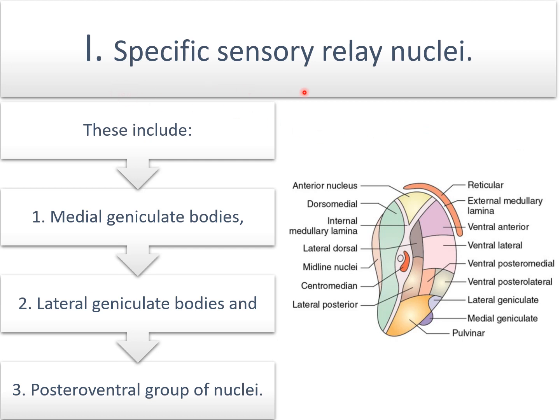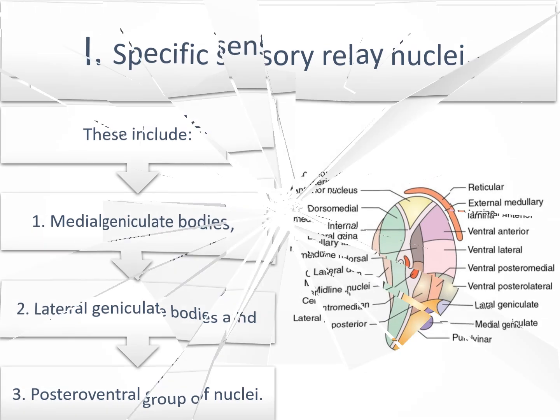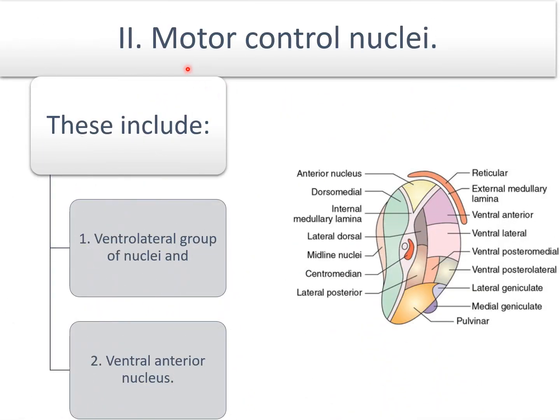First of all, the specific sensory relay nuclei include the medial geniculate body, the lateral geniculate body, and the posteroventral group of nuclei. So this one is the lateral geniculate, this one is the medial geniculate, and the ventral posterolateral nucleus. Now, the motor control nuclei include the ventrolateral group of nuclei and the ventral anterior nucleus. So, the ventral anterior and ventral lateral nucleus.